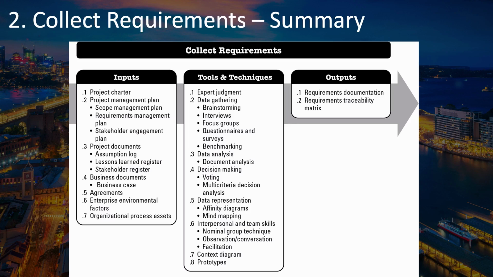There are a lot of inputs, but you can probably figure out most of them just by thinking about where you might get requirements information from and where you might get valuable information about how to collect requirements and who to collect them from. So your inputs include things like your project charter, different components of your project management plan, particularly the scope and requirements management plans, and the stakeholder engagement plan. There are numerous project documents and business documents, agreements, and other enterprise environmental factors and organizational process assets that you can draw upon as inputs.